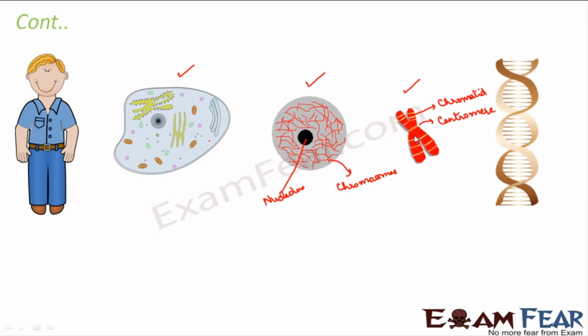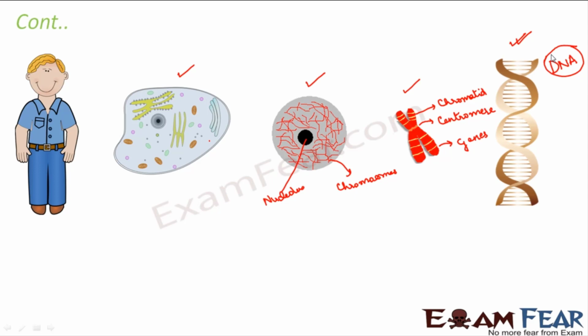Now again, if you look at this chromatid a little more closely, you see that there are some yellow colored structures here. You can see some yellow structures. So what are these? These are nothing but genes. Now if you look at a gene closely, you will see that it is made up of DNA. And DNA is the blueprint of the body. So this DNA actually decides how the body is going to be.